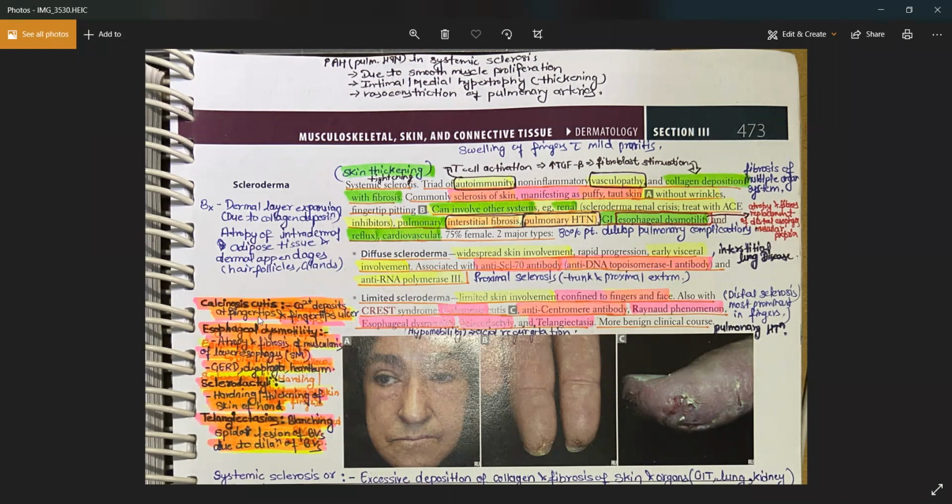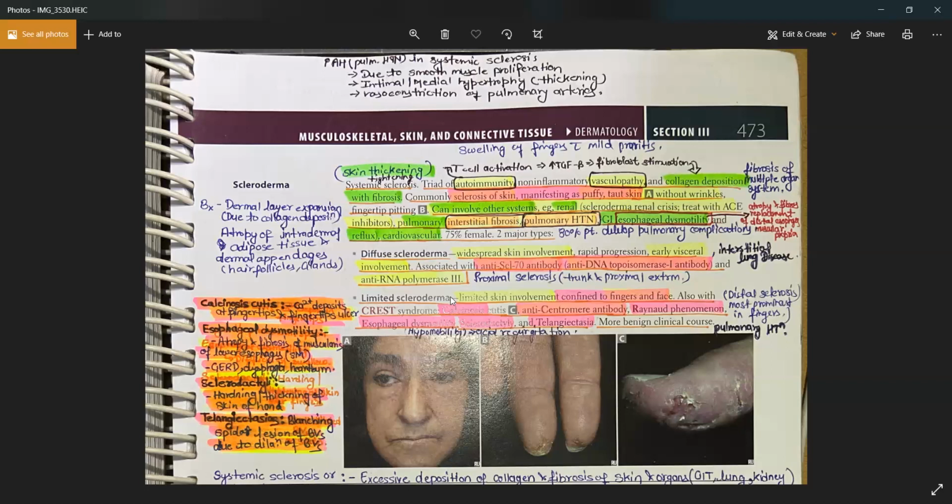Okay, so the calcinosis cutis, which means the calcium deposition at the fingertips. You will get the fingertip ulcers also because of that. Esophageal dysmotility because of atrophy and the fibrosis of the lower two-thirds of the smooth muscles. You will get the GERD also, right? You will get the sclerodactyly, which means the thickening of the skin of the hand. You will get the telangiectasias, which means the blanching, spider-like blood vessel lesions all over the skin, right? So these are all the features of the limited scleroderma.